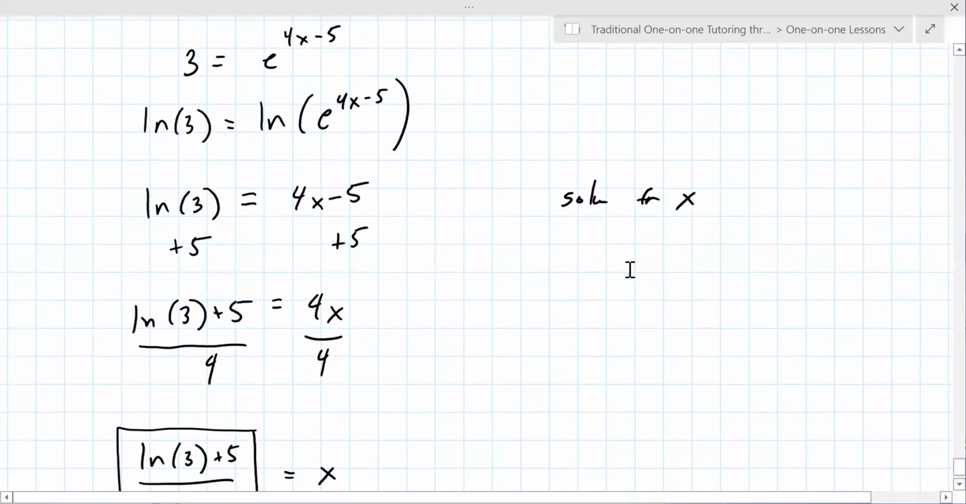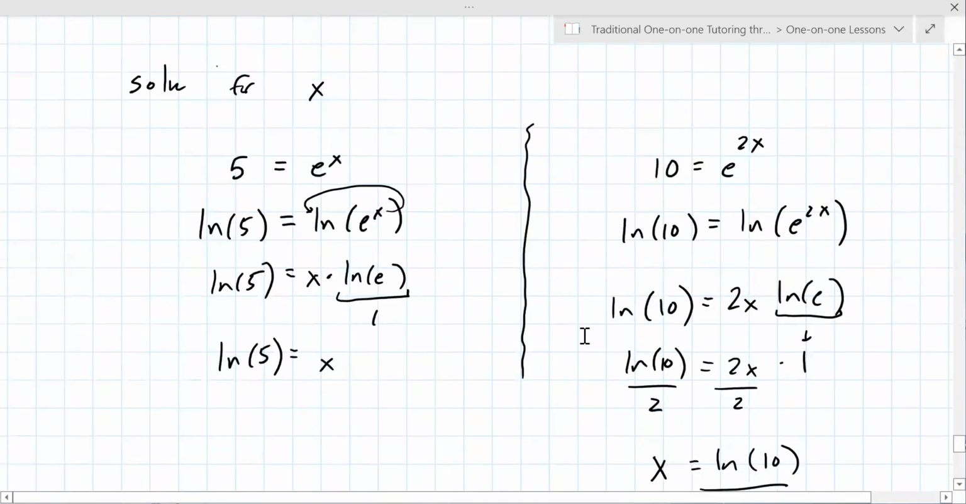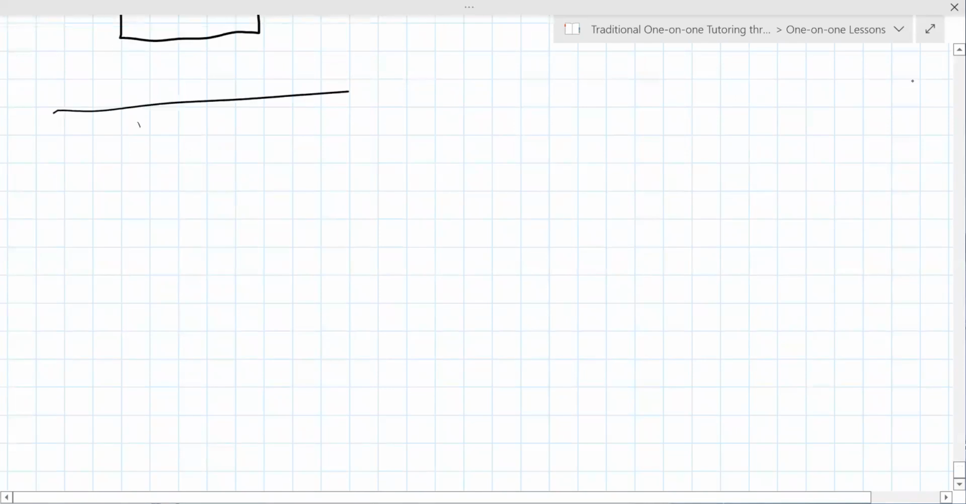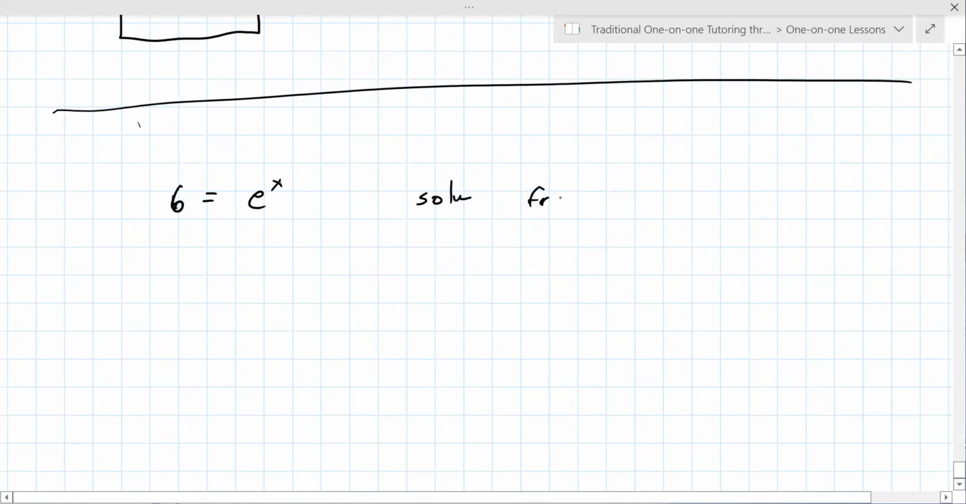I feel like those ones are a little bit more difficult than all of the other ones. Fair enough. But you'll probably see these in the next day or two in your class. So let's have you try one here. Let's say it's 6 equals e to the x. I want you to solve for x, please.